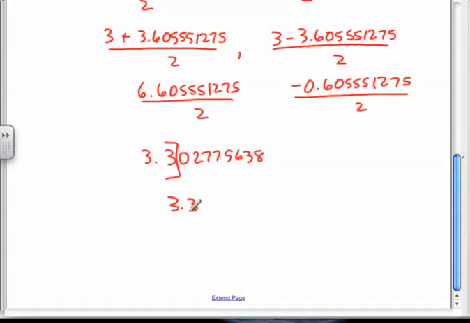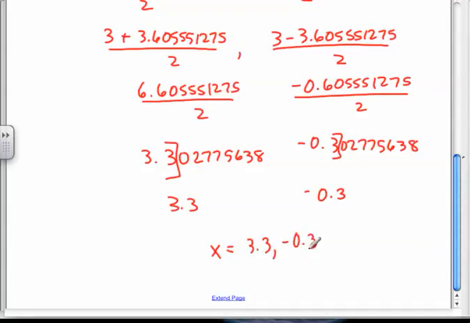All right. Let me do this. Negative 6 point blah, blah, blah divided by 2 is going to give me negative 0.302775638, round to the nearest tenth, negative 0.3. All right? So, x can equal 3.3 and negative 0.3.